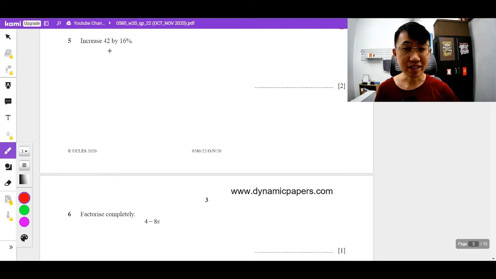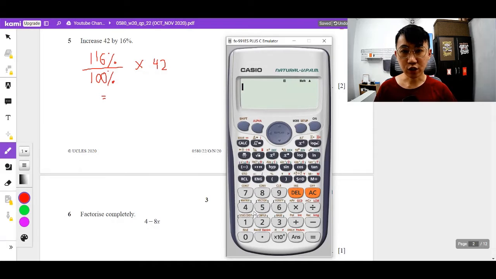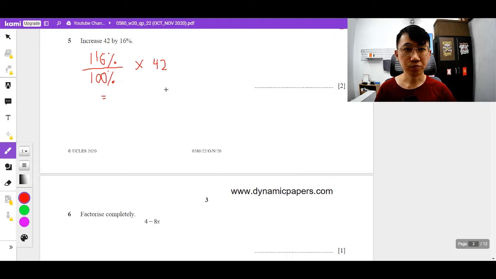Increase 42 by 16%. I prefer to use a shortcut over here. Increase by 16%, you're going to write 116% over 100%. Okay, so remember this. Increase by 16, you write like this. Multiply by 42. This will actually give you the final answer straight away. Alright, so here we go. 116 divided by 100. Multiply with 42. Okay, press this button. So 48.72.